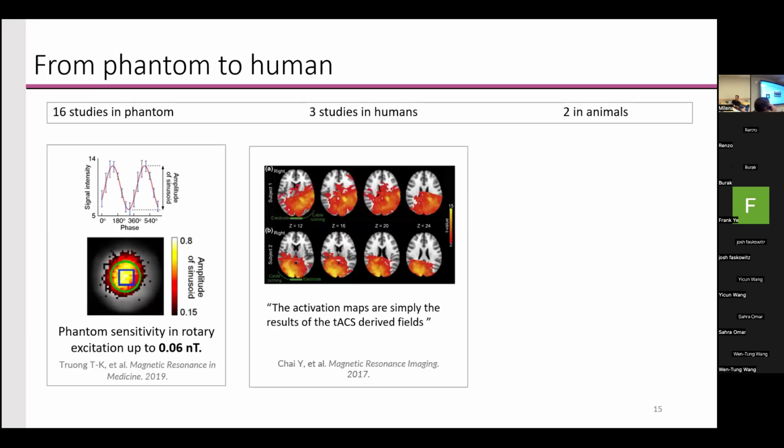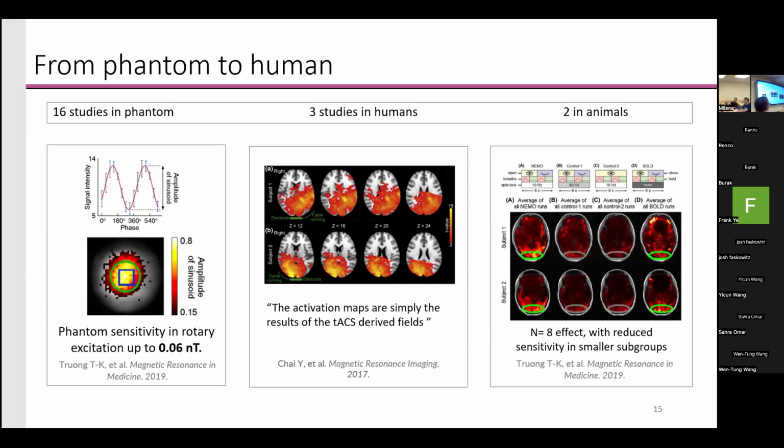Then Chai et al., who work here also, combined this technique with TACS, which is great because in TACS you can try to entrain neuronal activity also at a specific frequency. But sadly, what he could see in the end was the TACS derived fields, so the fields that come directly from the electrodes and not really neuronally evoked responses. So he could not see neuronal activation there.